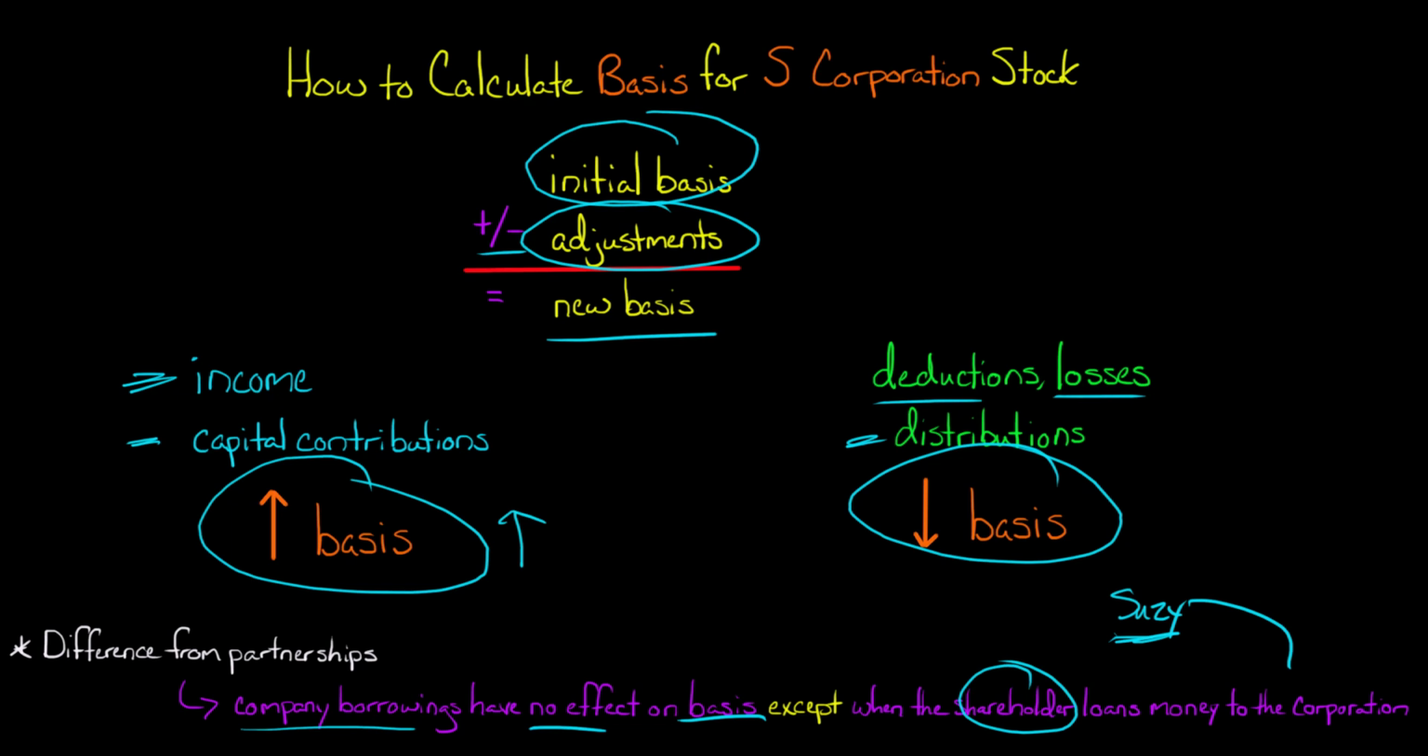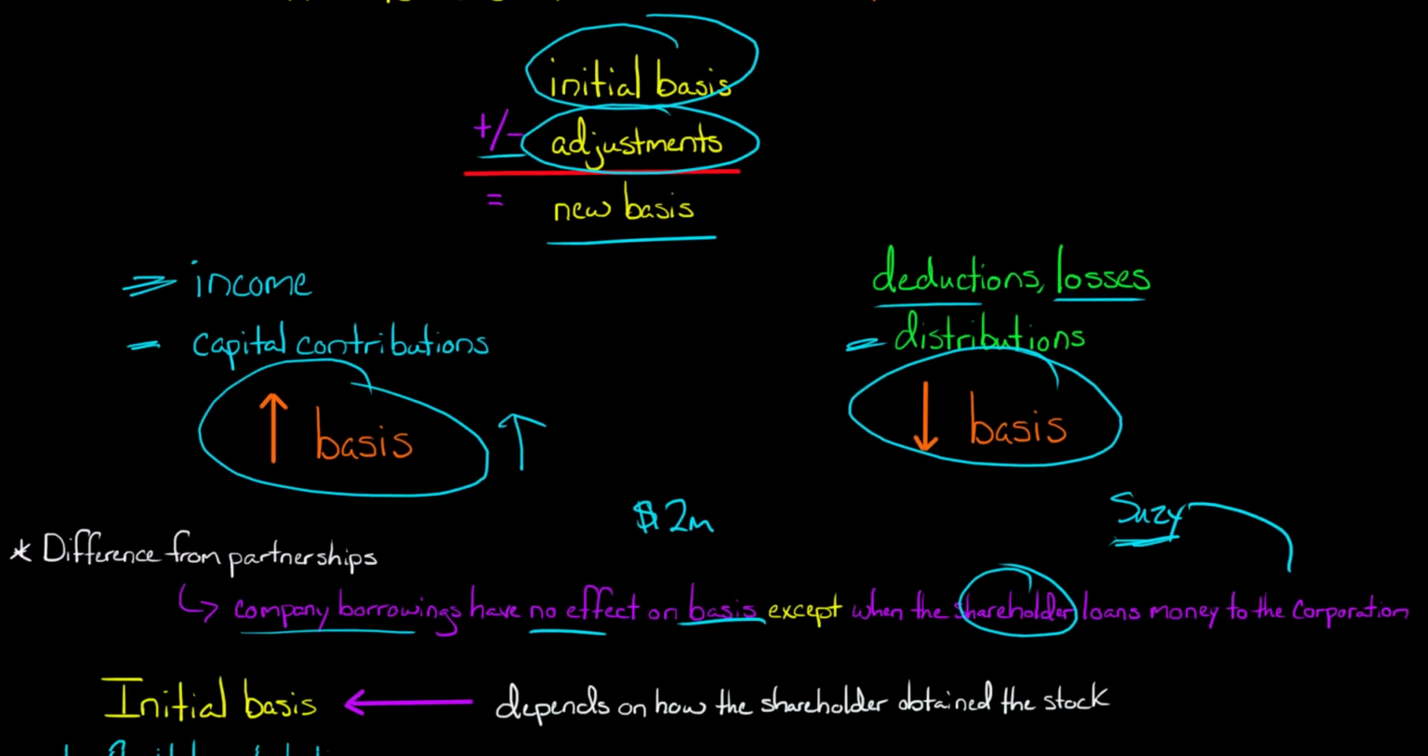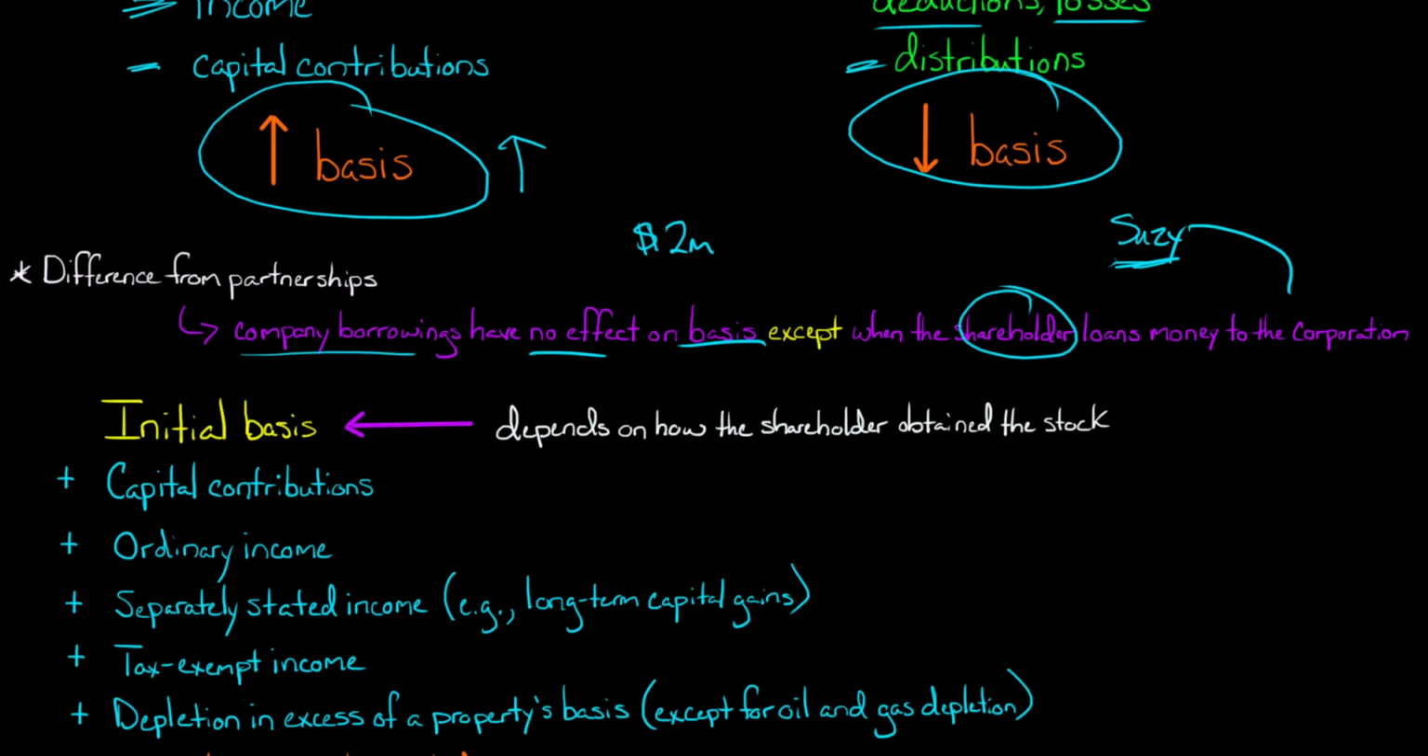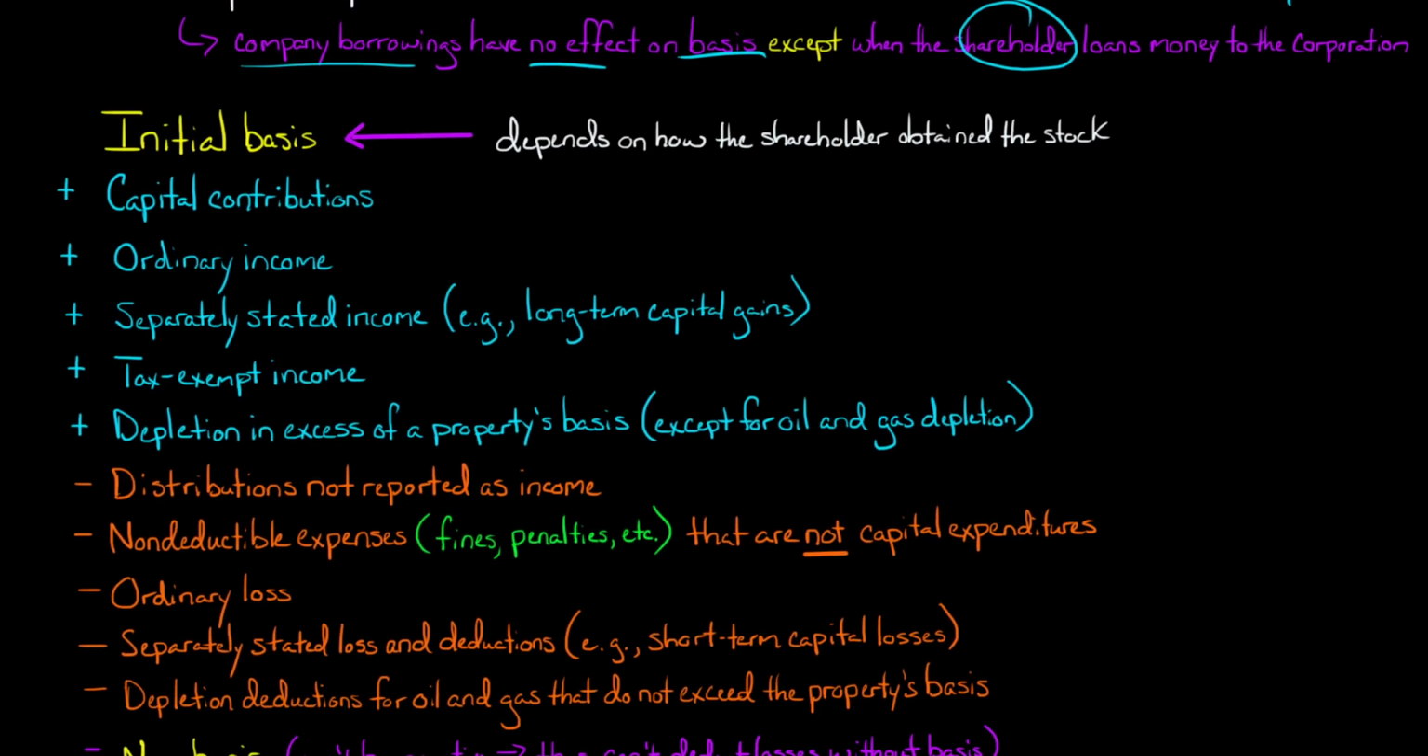Why? Because if the company goes out and borrows $2 million from Bank of America and it doesn't pay, the shareholders, that's not their responsibility. That's the responsibility of the corporation. So that's just a difference between S corp and partnership. Now, let's get into those specific adjustments I was talking to you about initially.